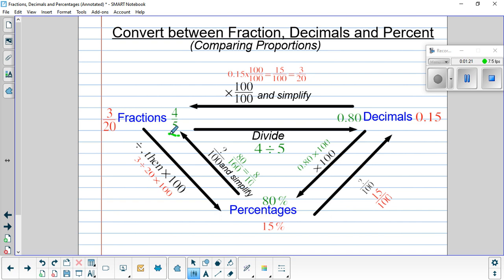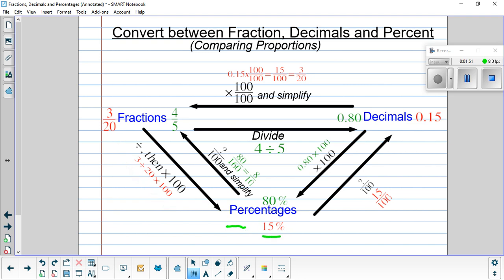Now, let's go to the outside there, that's 3/20. So we're going anti-clockwise now, or counterclockwise. If we look, what do we have to do? Divide, then times by 100. This is the not so fun way to go from fractions to percentages. So here we have to do 3 divided by 20, and then times 100. So we get 0.15 times by 100 is 15%.